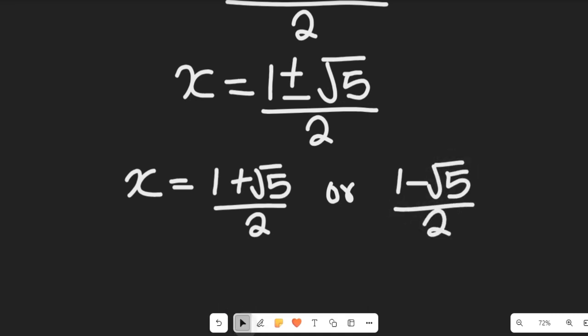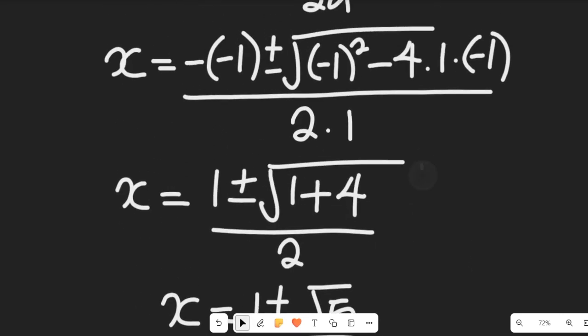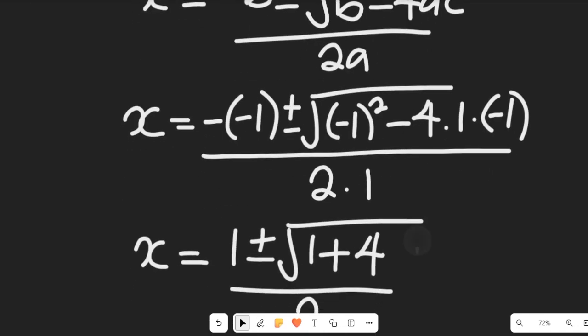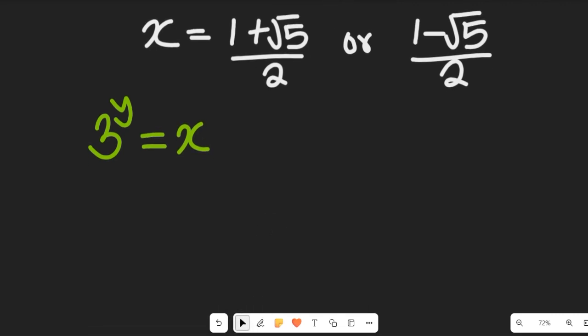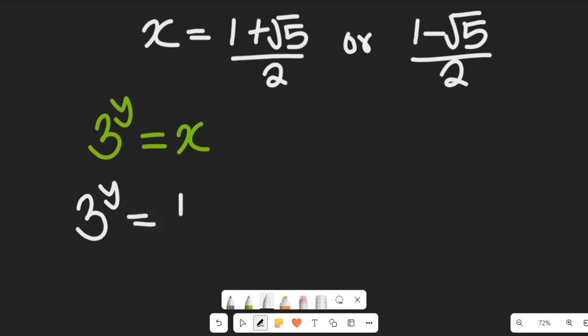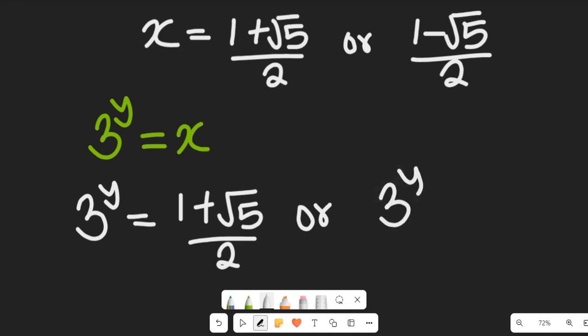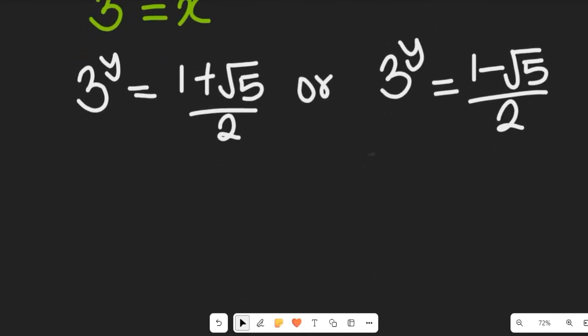So from that expression, you have to recall that we said 3 to the power of y is equal to x. And recall that our main aim is to find the value of y. So 3 to the power of y, we said, is equal to x. So if x is this, then 3 to the power of y will be equal to 1 plus root 5 divided by 2, or we'll have this become 3 to the power of y equal to 1 minus root 5 divided by 2.